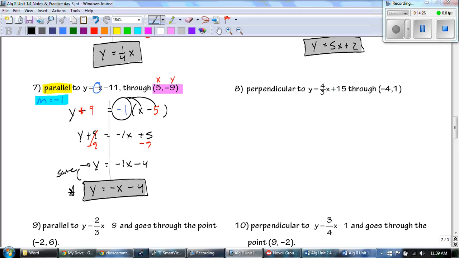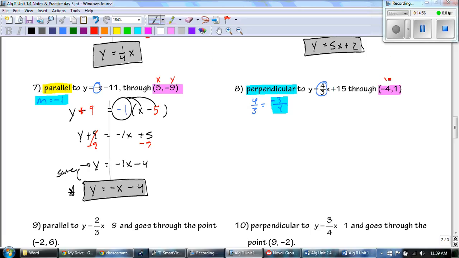Okay, number 8. What's our keyword for number 8? Good. Our keyword is perpendicular. We have to steal the slope. So the current slope is 4 over 3. I want the opposite reciprocal, so I switch it up to negative 3 over 4. That's going to be the slope that we use.